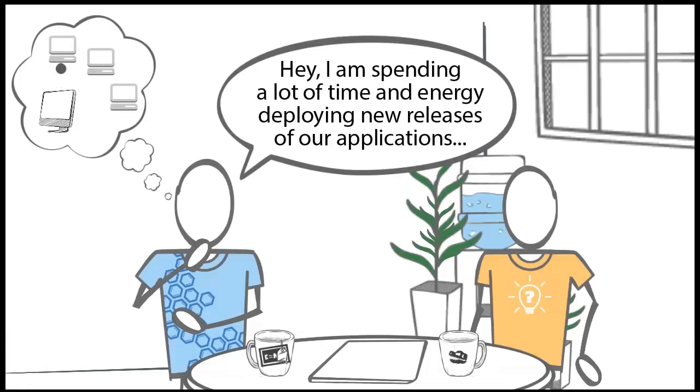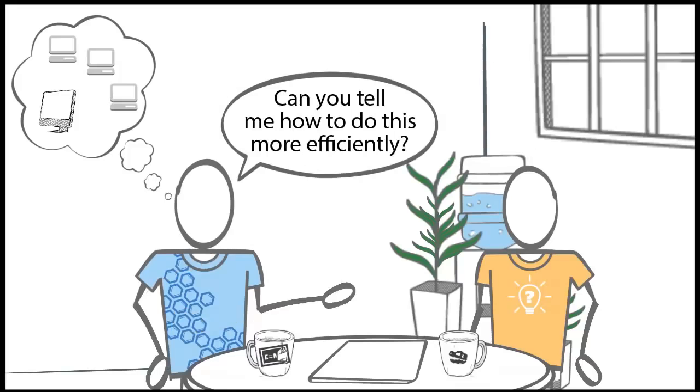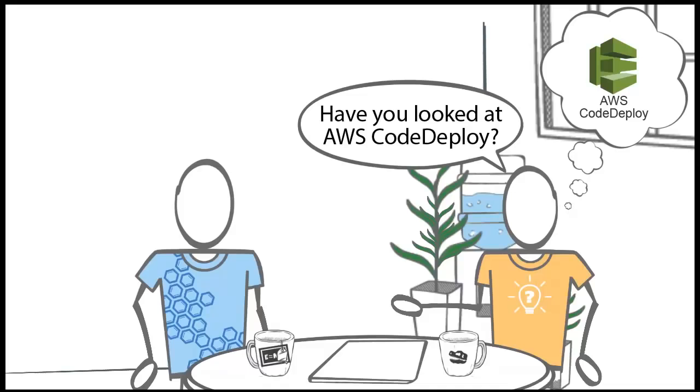Hey, I'm spending a lot of time and energy deploying new releases of our applications and maintaining our multiple development, test, and production environments in sync. Can you tell me how to do this more efficiently? Have you looked at AWS CodeDeploy?